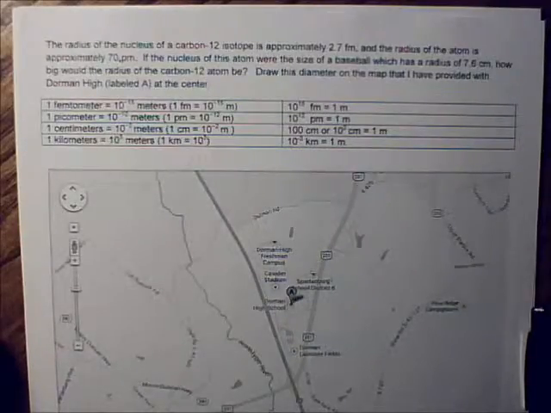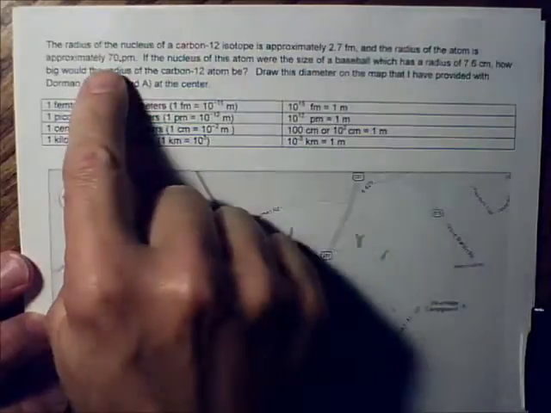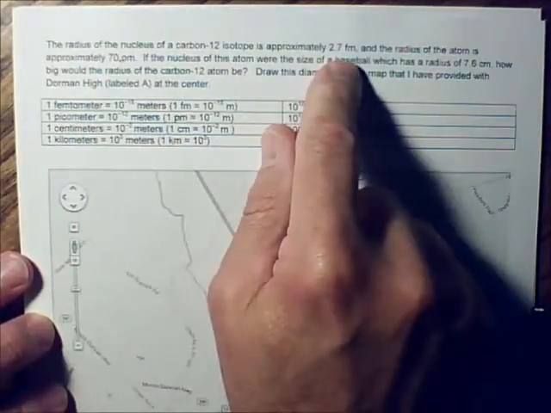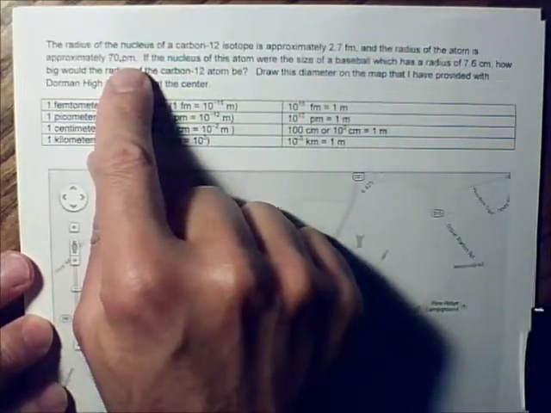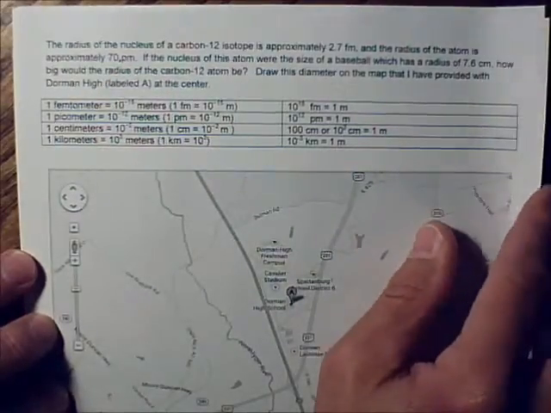Now that means I can do one of three simpler things: change femtometers into picometers to compare them, change picometers into femtometers to compare them, or change both of them into meters and compare them, because you can't compare sizes unless you have the same units of measurement. Any one of those three things works.